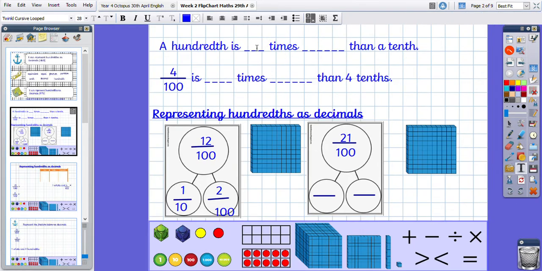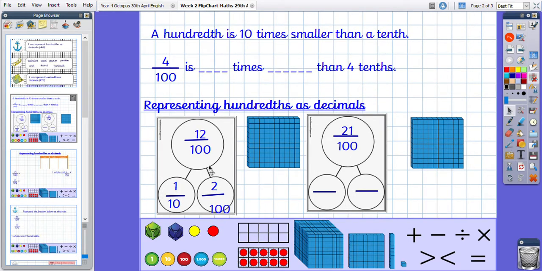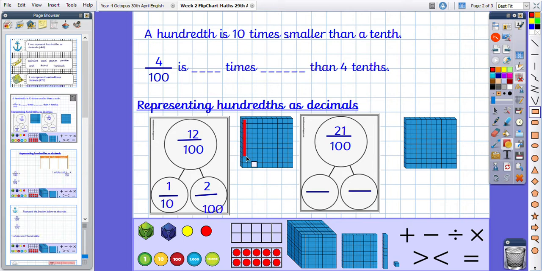So we know that a hundredth is 10 times smaller than a tenth, and therefore 4 hundredths are 10 times smaller than 4 tenths. So representing hundredths as decimals. Here in our part whole model we have 12 hundredths, which can be separated into 1 tenth and 2 hundredths. So on our Deans we could show this as one whole column, which is 1 tenth, and 2 hundredths. So altogether 12 hundredths.